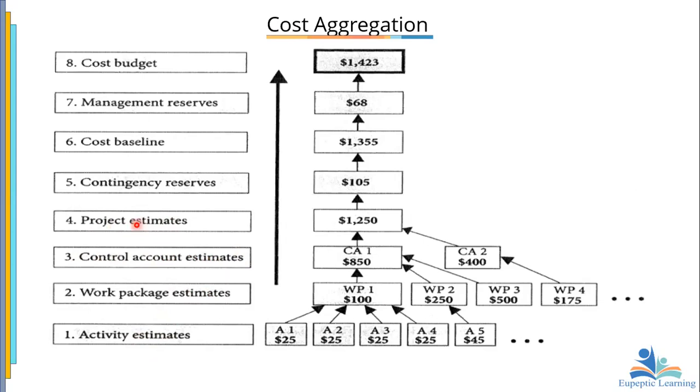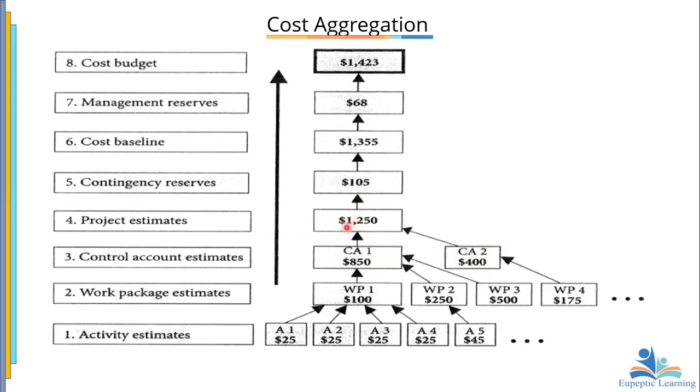But when we go to project estimate, if you look at the diagram carefully, we have control account 1 for a particular deliverable and its work packages, and then control account 2 for another deliverable with its work packages. But all these will go into the project itself, right? And the project itself now is going to cost us $1,250. So this is the project estimate.